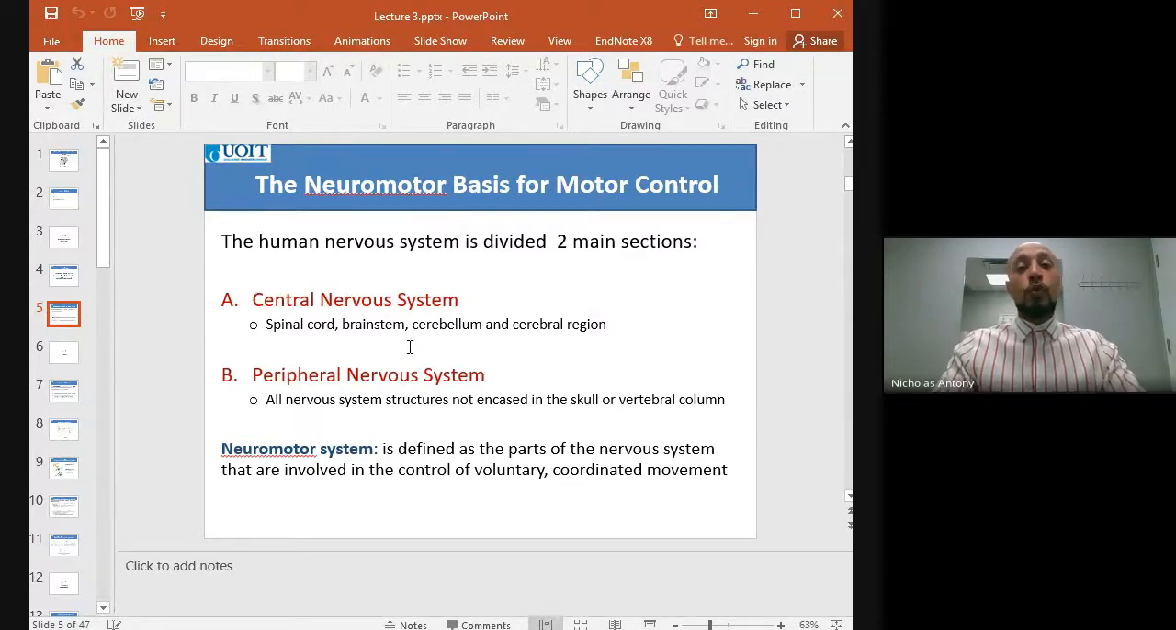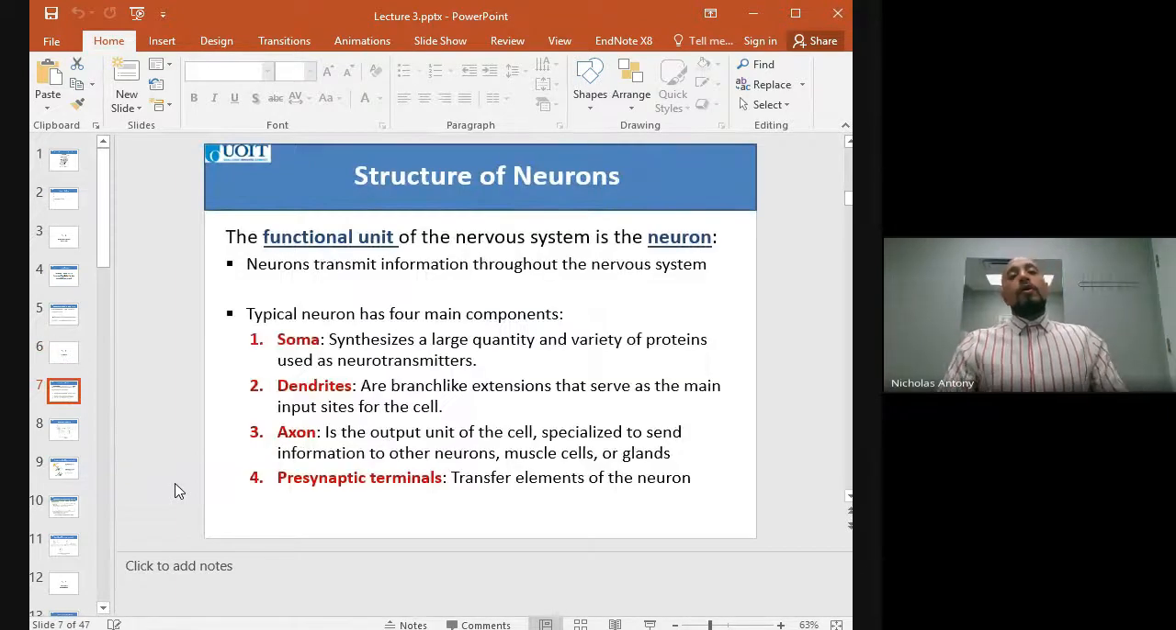So it's through the coordination of the activation of our motor units that we're able to control our voluntary movement, which is our ability to perform motor skills. The functional unit of our nervous system is the neuron. We learned in neuroscience that there are a bunch of different cells involved in the neurological system, but the cell that's utilized to send electrical signals is the neuron.